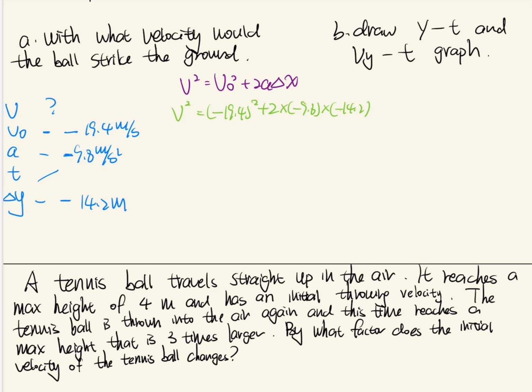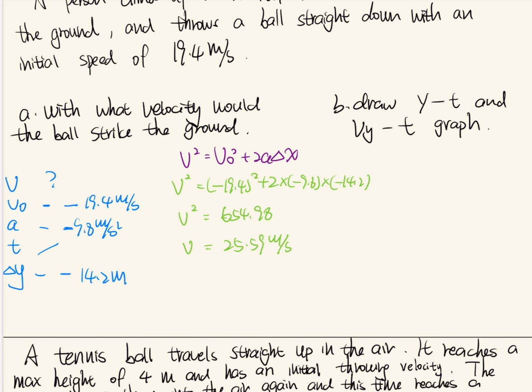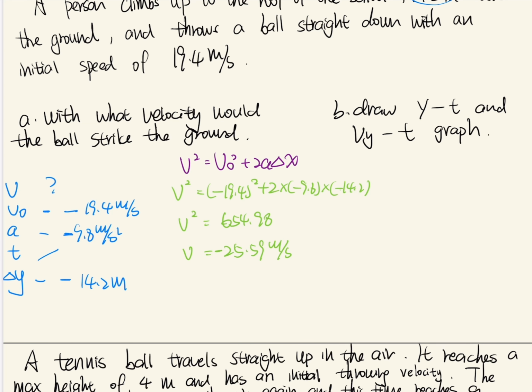And if we simplify all of them, we get v squared would equal 654.98, and for v, you can just square root both sides, and the final velocity would just be 25.59 meters per second. But remember, it's going down, so we need a negative sign. Directions matter.